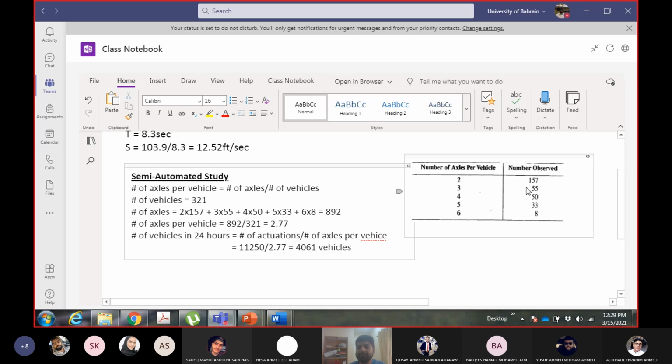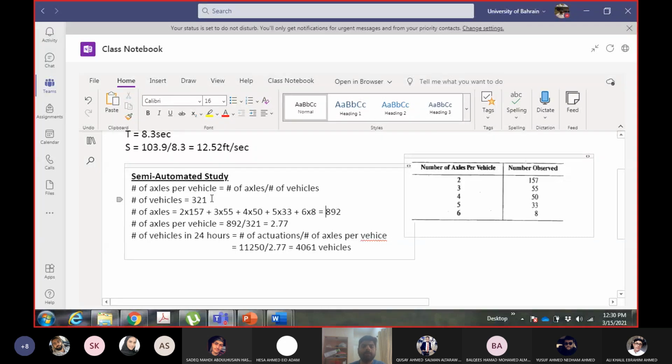So I observed 2 axes in 157 vehicles, so 2 into 157. Then I observed 3 axes in 55 vehicles, so 3 into 55. I observed 4 axes in 50 vehicles, so 4 into 50. I observed 5 axes in 33 vehicles, so 5 into 33. And I observed 6 axes in 8 vehicles, which is 6 into 8. So this comes out to be 892 axes. In the 321 vehicles I observed in the manual study, I observed 892 axes.